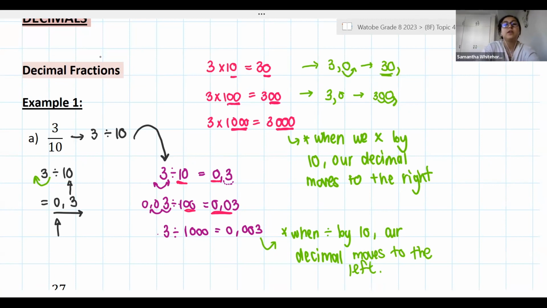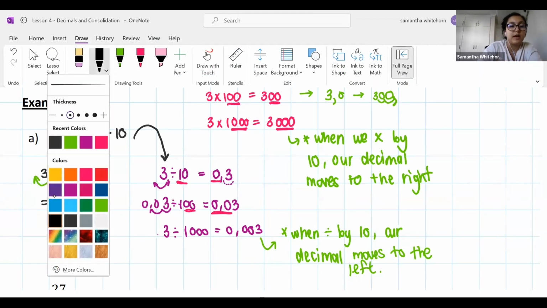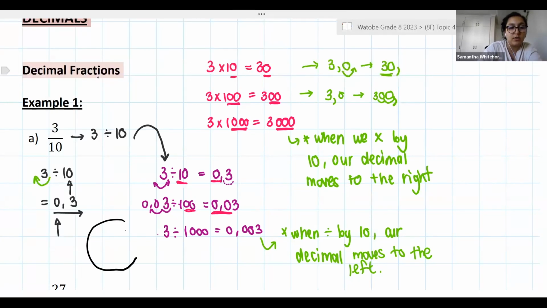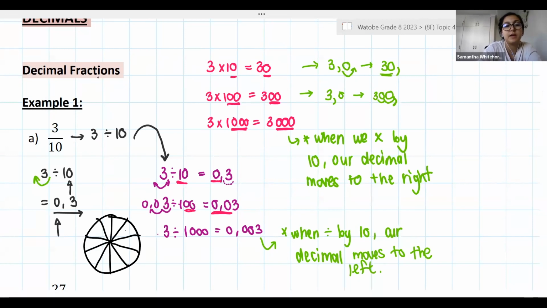Now, you can also think of it diagrammatically. You obviously don't have to do this. I'm just trying to show you different ways to understand this. If we think about a pizza, I don't know if I'm going to be able to do this very well. Nope, I can't draw a pizza. Okay, so there's my pizza. I've got 3 of the 10 parts.